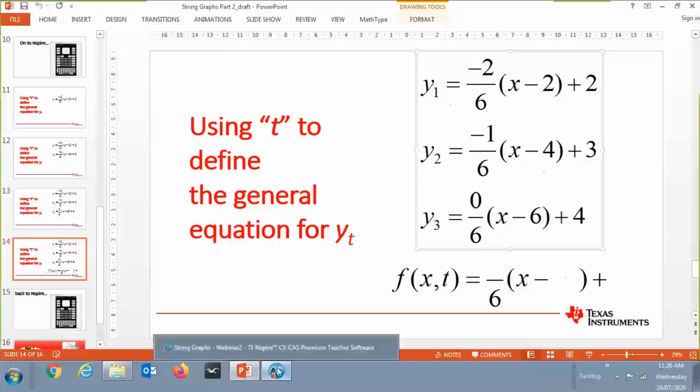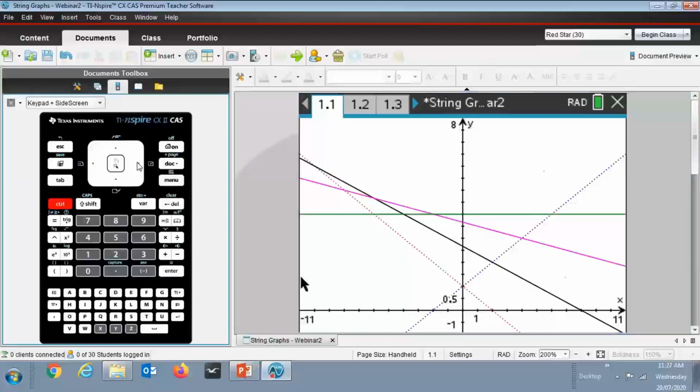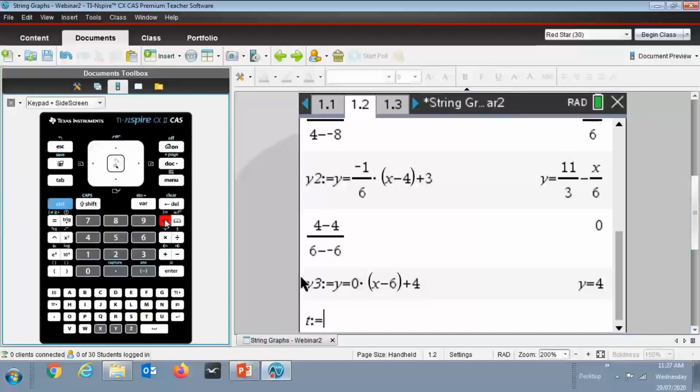So I'll go back to Nspire. The calculator page was 1.2. I'll get there by pressing Control right. The parameter t is going to be assigned. Remember, that's Control Math Template. And it's going to be assigned as a set of values. And the set of values has to be put in the curly brackets, which are, you can see above, on the keyboard, they are just above the closed brackets that we have just to the left of the 0 key.